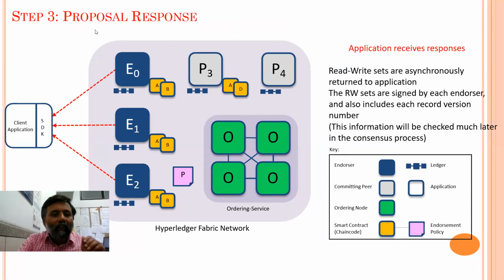Now, the proposal response, that is, the application will receive the response from the endorser. So the read-write set is asynchronously returned to the client application, and these are signed by each endorser to maintain security through the network, which is used for transferring this endorsement. And this information will be checked much later in the consensus process.